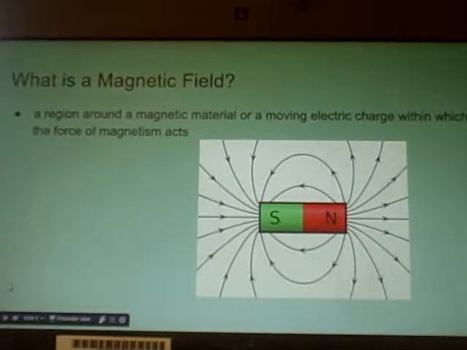Magnetic fields are similar to gravitational fields in that they are all around a particular object and affect nearby objects. However, they differ from gravitational fields in that they attract and repel objects and are strongest at the poles.